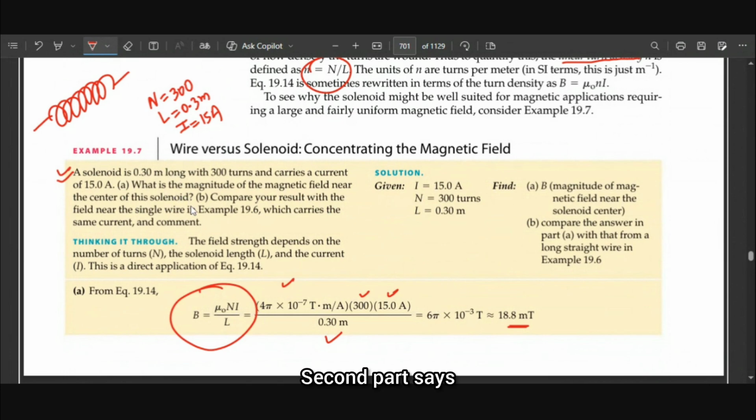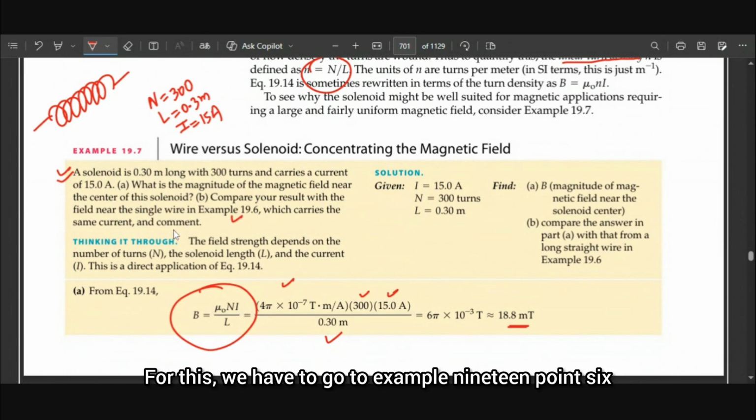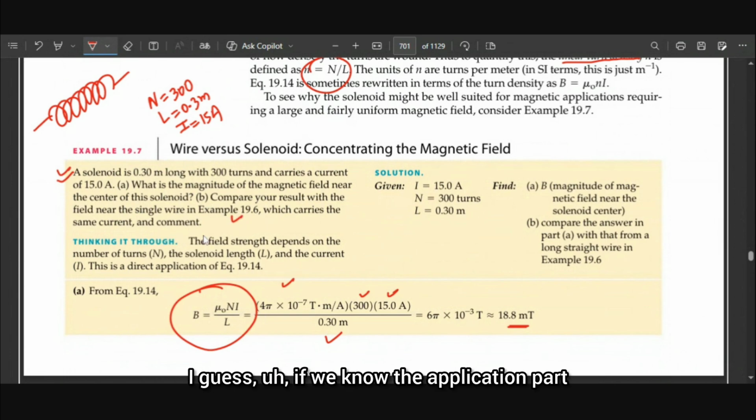The second part says to compare the result with the field near the single wire in example 19.6. For this we have to go to example 19.6. I guess if we know the application part of this particular equation, we are good to go. So let's move ahead.